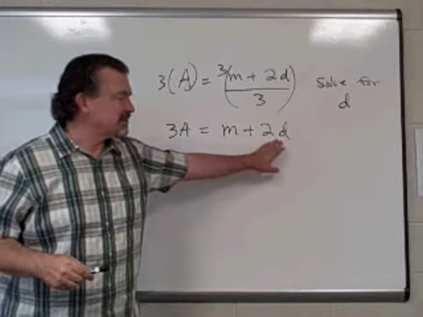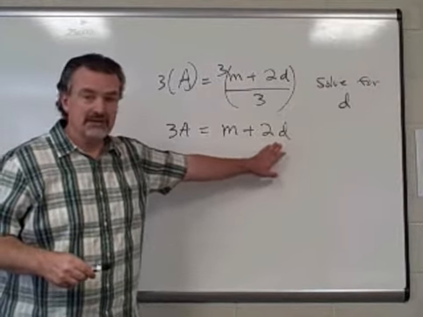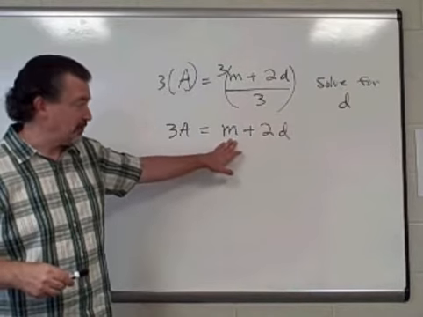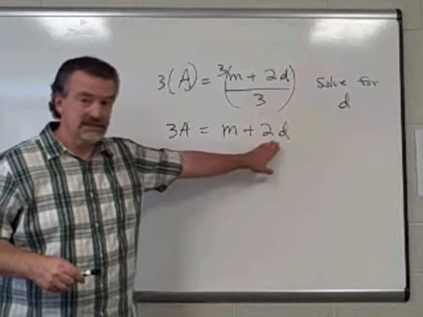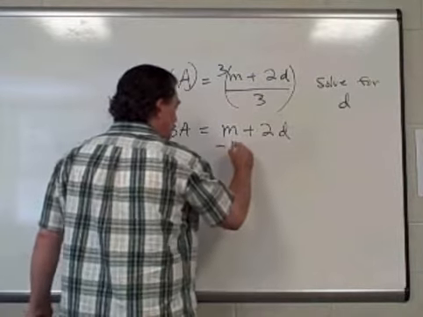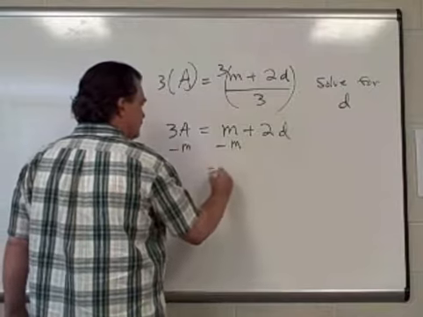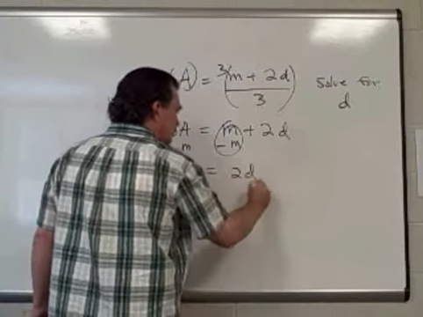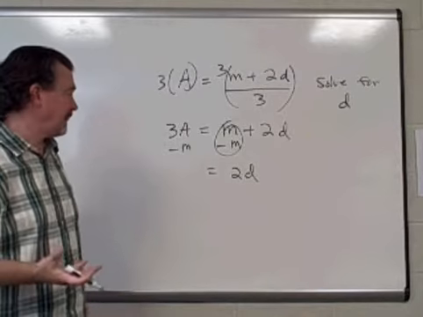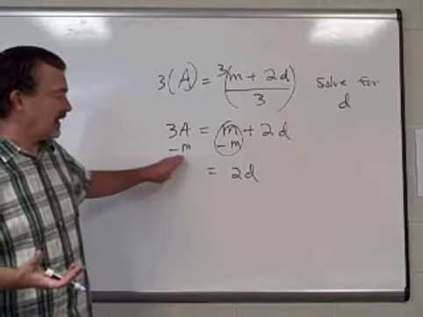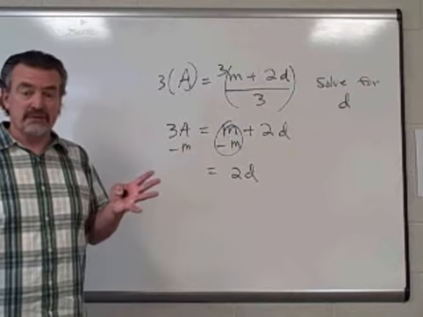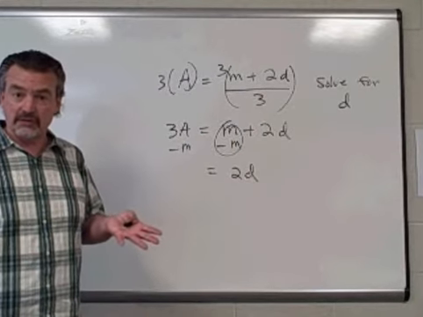And now I want to isolate the variable. It's not isolated. It has this variable term m with it, so I want to isolate that variable term, so I'll do that by subtracting m from both sides. That isolates the variable term that has the d. Now, can I subtract m from 3a? The answer you should have said was no, because they aren't like terms.